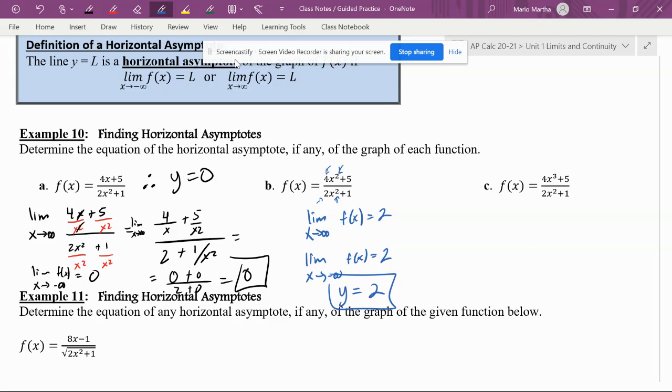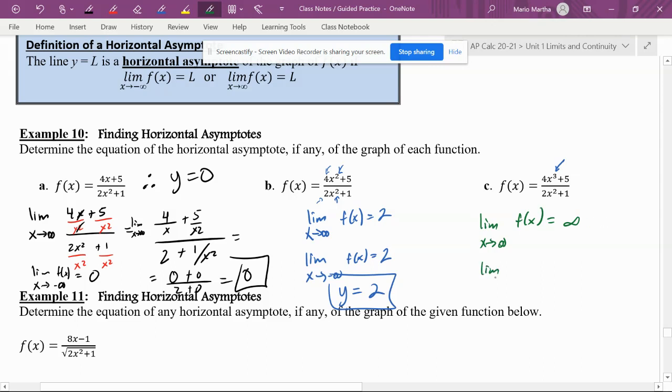On the next example right there, you'll notice that the degree of the numerator is larger than the degree of the denominator. So that should tell you something automatically right there, okay? So here we're going to say that the limit as x approaches positive infinity of f of x, right? It's going to keep growing unbounded, and it's going to go into the positive direction. So therefore, it goes to positive infinity.